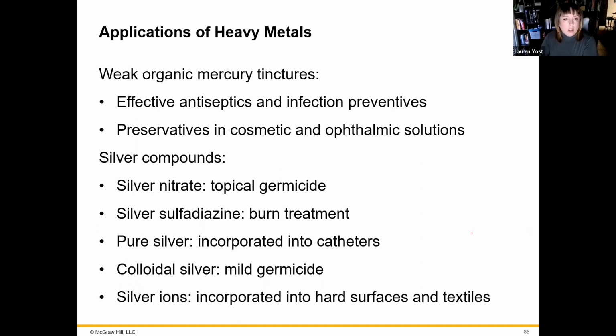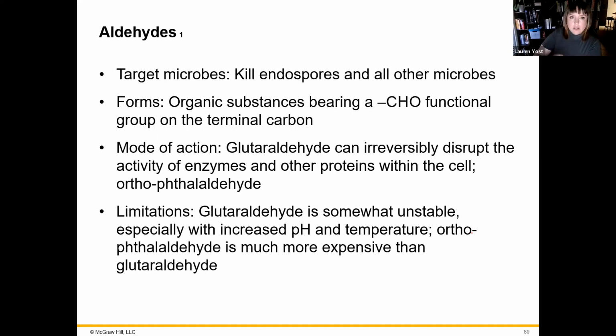So weak organic mercury tinctures are effective antiseptics and prevent infection. And we use them in, like we said, cosmetic and ophthalmic solutions. Silver, we use in the form of silver nitrate as a germicide, and silver sulfadiazine for burn treatment. Pure silver, we can incorporate into actual catheters themselves to give them an antimicrobial property. Colloidal silver, which is just a mixture, essentially a suspension of silver, is used as a mild germicide. And then silver ions can be incorporated into hard surfaces and textiles to give them antimicrobial quality.